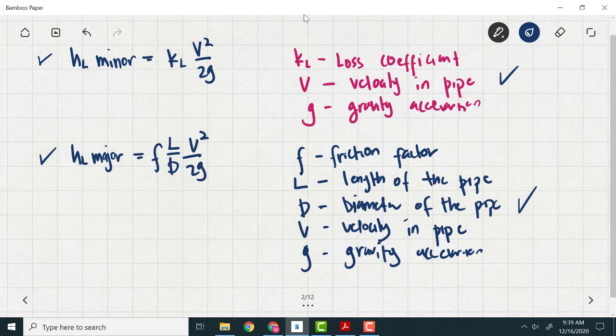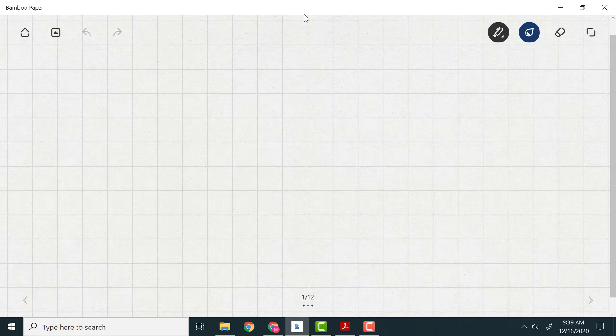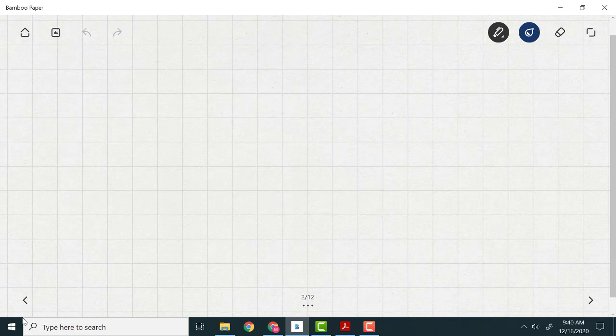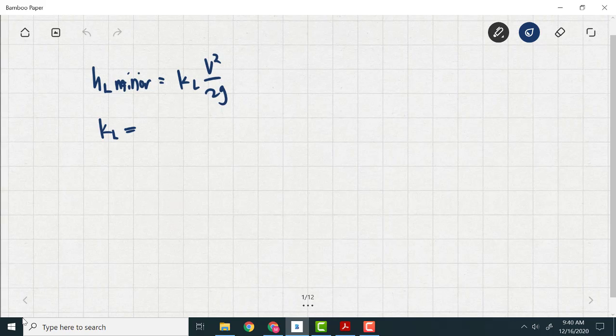So kita akan selesaikan masalah untuk soalan yang pertama. Okay, apa masalah soalan pertama? So kita dah tahu, kita cuma input, letakkan saja kita punya value lah. So first of all kita tengok HL minor, which is KL V square over 2G. Now apa yang kita buat, kita perlu cari nilai KL dulu. So KL ni adalah KL minor. Okay, minor. So kita akan cari apa ada.